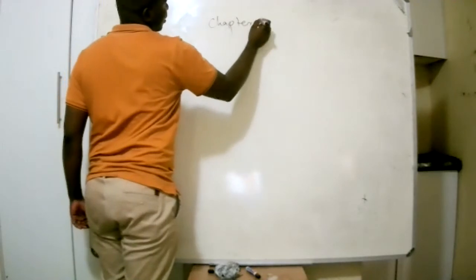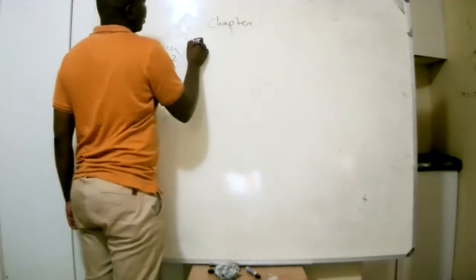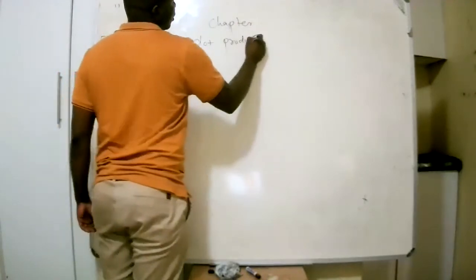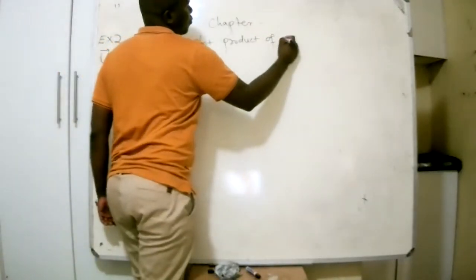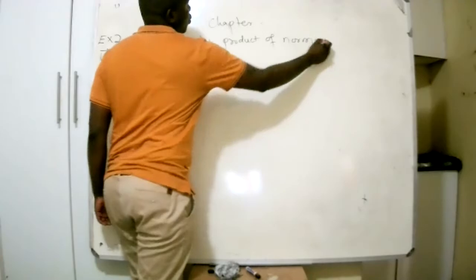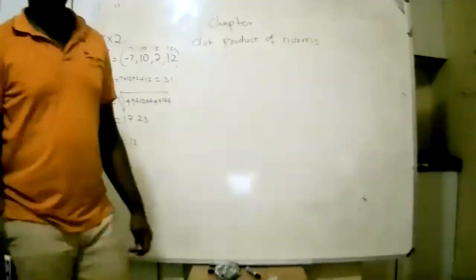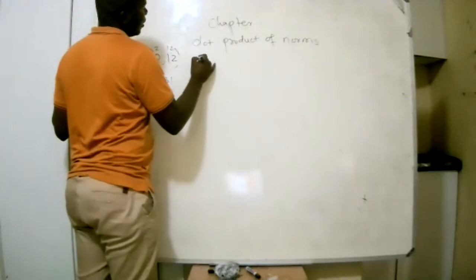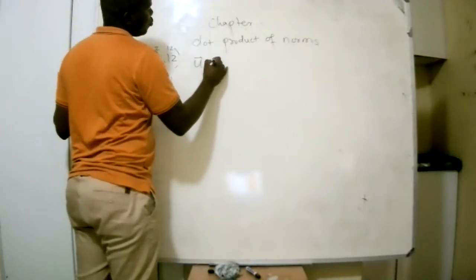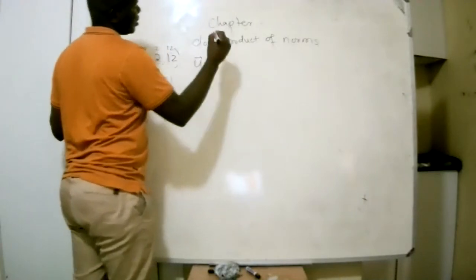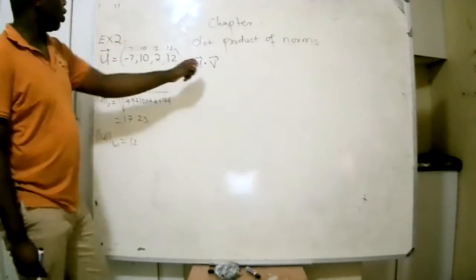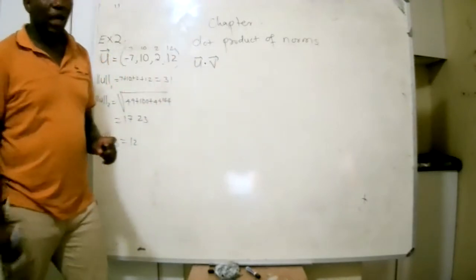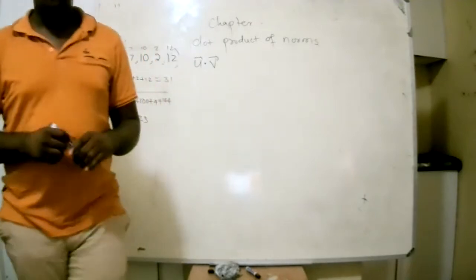So the first one which I want to cover is what is called the dot product. We must be able to find the dot product of norms. By dot product, we are referring to the dot in between the vectors like this, u dot v. We must be able to calculate that. What is u dot v?